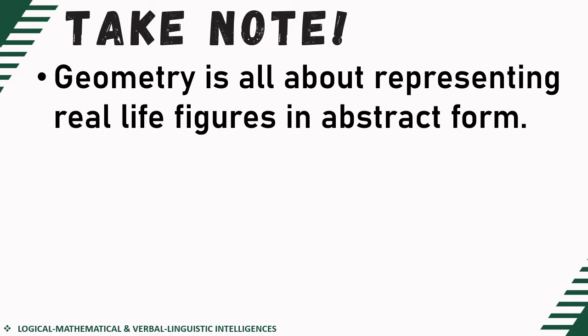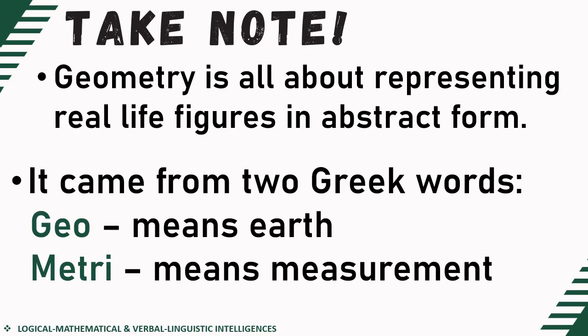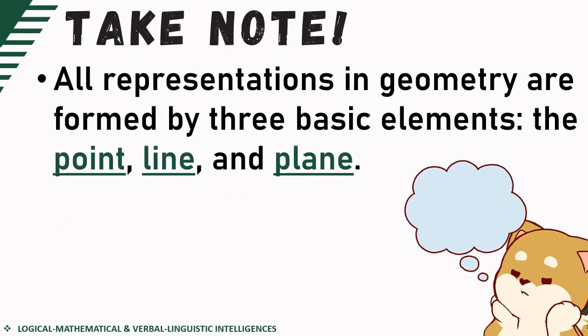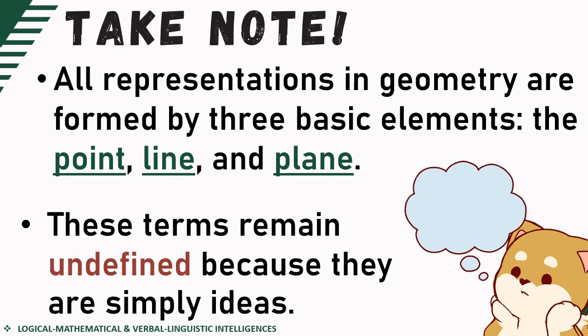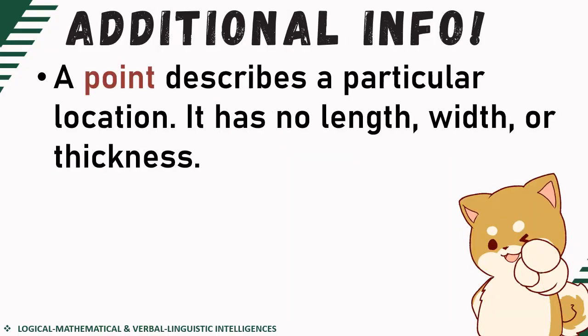First, let's define geometry. Geometry is all about representing real-life figures in abstract form. It came from two Greek words, geo, which means earth, and metri, which means measurement. All representations in geometry are formed by three basic elements: the point, the line, and the plane. These terms remain undefined because they are simply ideas.